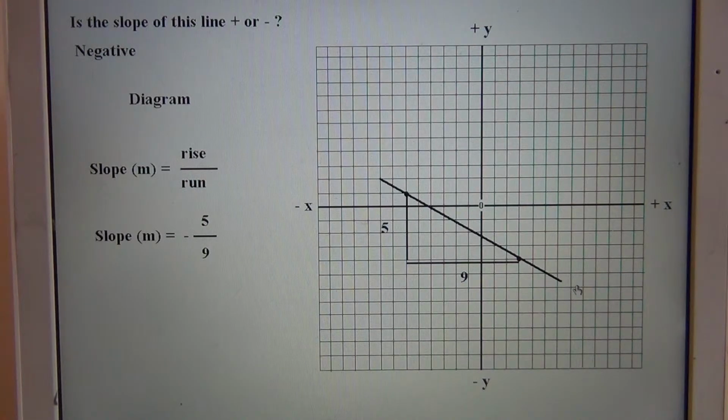slope. As soon as you see the line has a negative slope, you know there'll be a negative sign in your answer. If it were positive slope, you wouldn't. But negative slope, you know there's going to be a negative in your answer. Okay, very simple. Rise, which is movement up the y-axis, and run, movement across the x-axis. This is 5/9, and it's a negative 5/9 because this line is a negative slope.